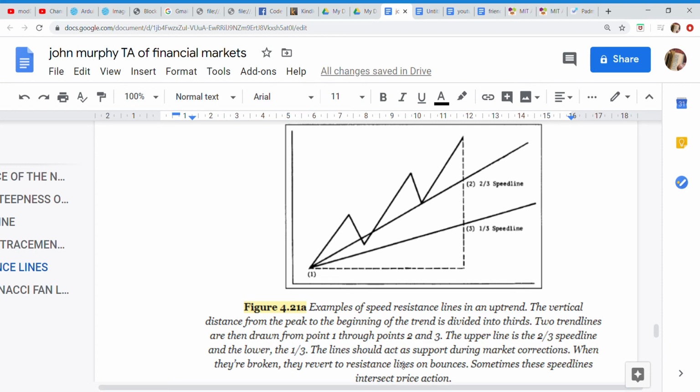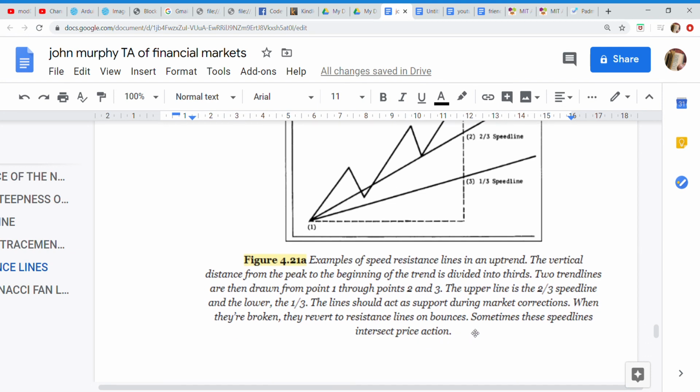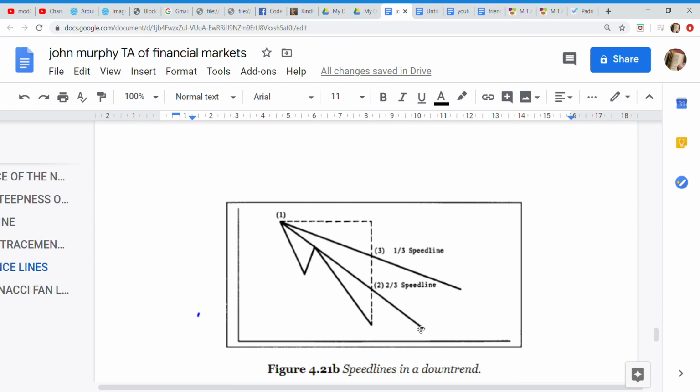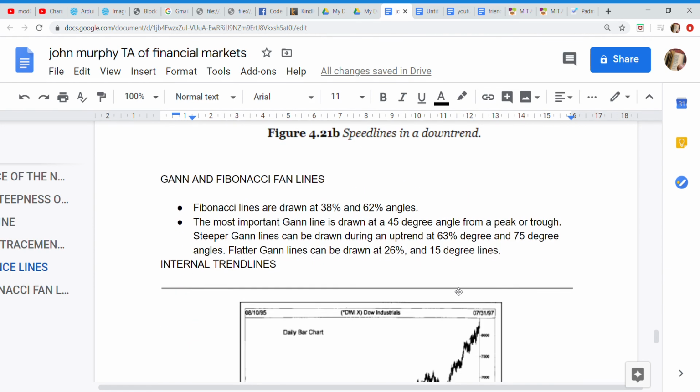The lines should act as support during market corrections. When they are broken, they revert to resistance lines and bounces. Sometimes these speed lines intersect price action. So this is the first speed line, then this is the one-third speed line.